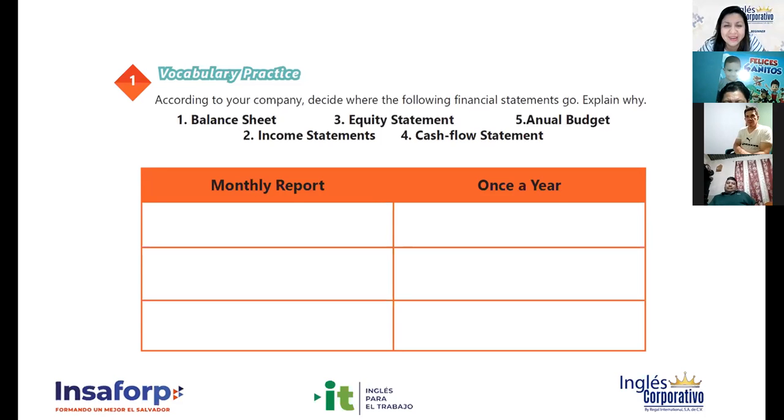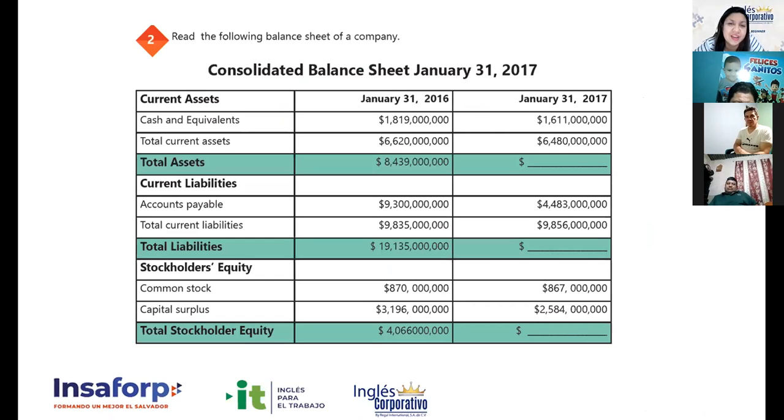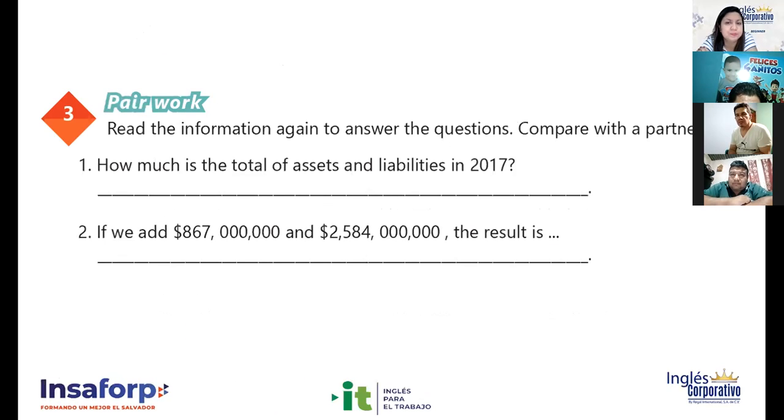Very good. Now, guys, here we have a consolidated balance sheet, January 31st, 2017. You can see a great amount of money, millions. Okay, so this is one example of a balance sheet. According to this, you have to tell me the answers of the following questions. How much is the total of assets and liabilities in 2017?